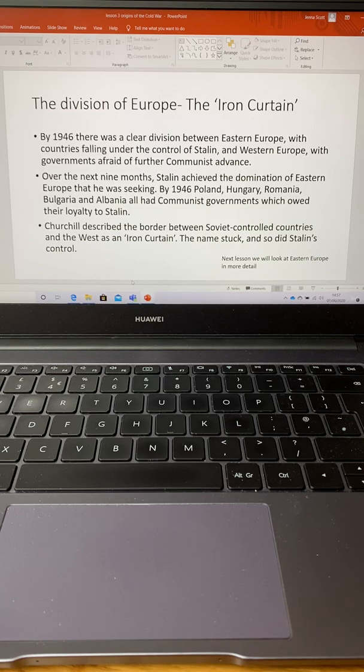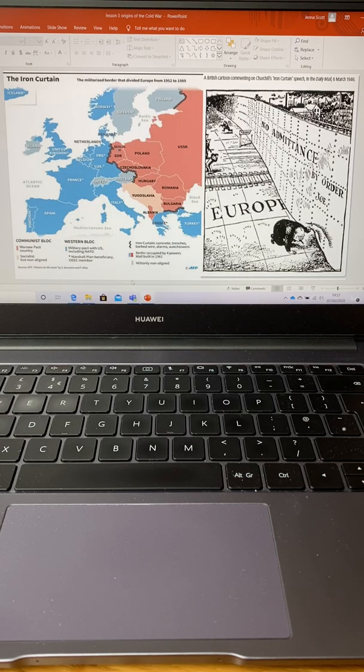Right, next, just a little bit of reading about the division of Europe, the infamous Iron Curtain, a phrase that Winston Churchill came up with. And it's all about the division of Europe, East, West, East under communism, West democratic and free. Some great little pictures there just to illustrate what we mean. We are going to be looking in lesson 4 on Eastern Europe in a lot more detail, so don't worry too much about it, it's just a little bit of information just so you can start to see there is clearly problems right at the end of World War II.